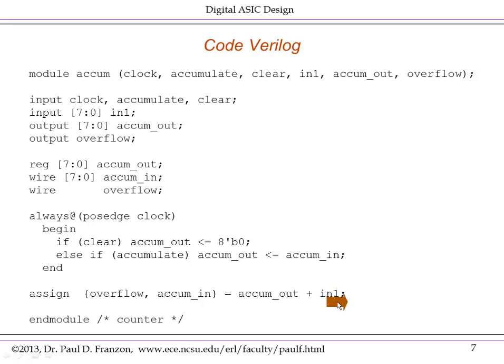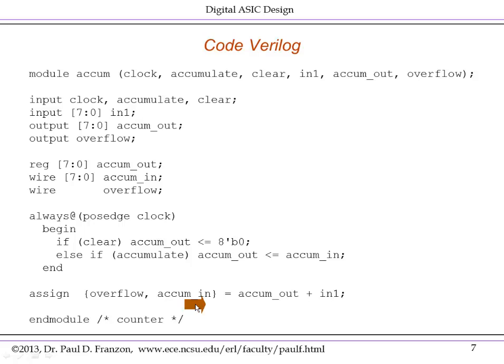Down here I build my adder. I'm using that concatenation, renaming the carry out overflow. So this 9-bit vector on the left is assigned to the output of these 2 8-bit adds, which of course produces 9 bits. Accum out plus in 1 becomes equal to the sum, which is going to be called accum in, and the carry out is going to be called overflow. This was an unsigned example, so the overflow is simply the carry out. That is, if I produce a carry out, I know I've overflown my range using unsigned arithmetic.